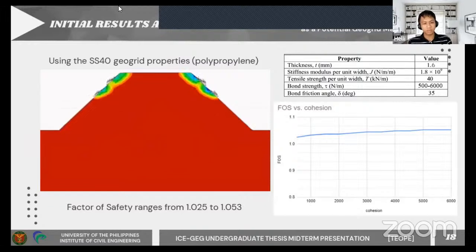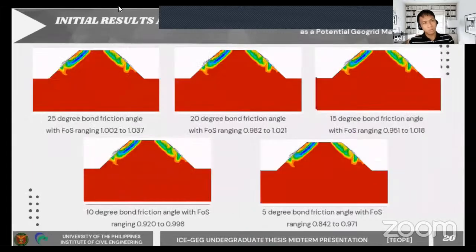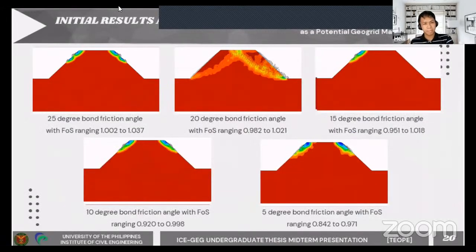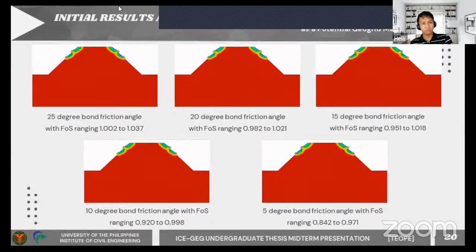The properties of the polypropylene SS40 geogrid were also applied in the FLAC analysis, which used a bond strength of 500 to 6,000 newtons per meter and a bond friction angle of 35 degrees, which yielded a factor of safety of 1.025 to 1.053. The SS40 geogrid analysis was then done with a bond friction angle of 30 degrees, yielding a factor of safety that ranges from 1.018 to 1.045, lower than the bond friction angle of 35 degrees. Continual lowering of the bond friction angle was done at intervals of 5 degrees until the lowest was achieved, which was 5 degrees bond friction angle.